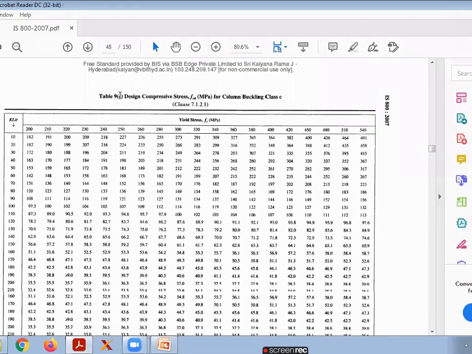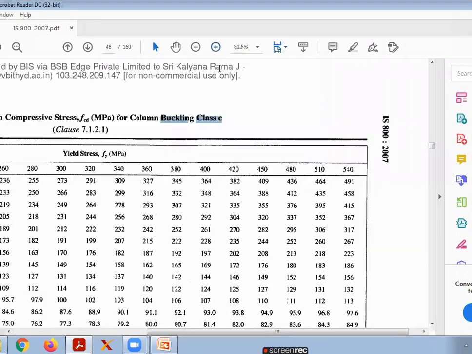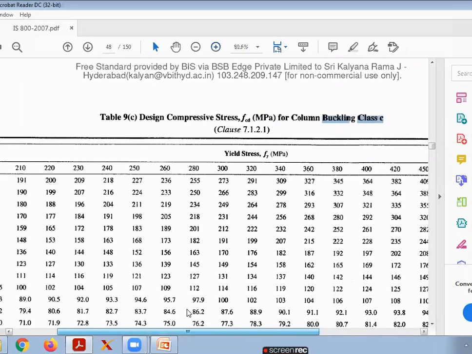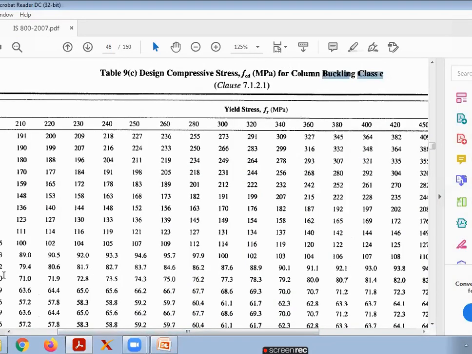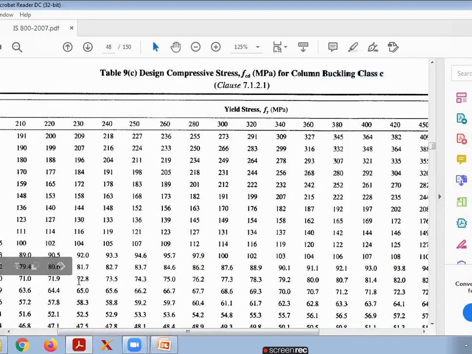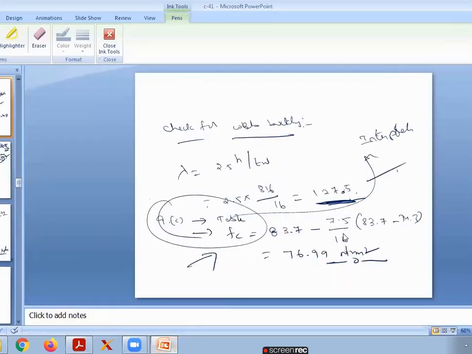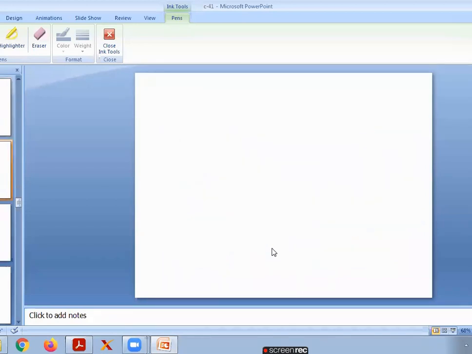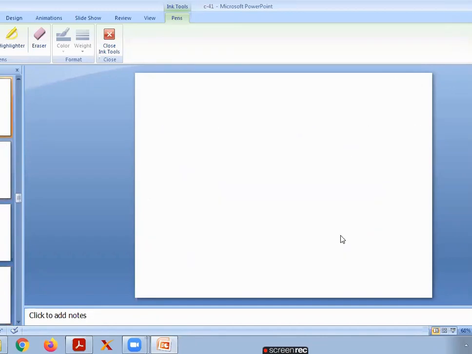So for the table number 9C, you will take the fcd value for the buckling class C. My dear students, we are taking the class C only, the buckling class. For this case, how much value we got? 127.5. Here where is it available, here 122.30. But we are taking the fy 250 value. So it is 83.7, 74.3. Here also 83.7 and also 73.4, like this. I will write clearly here again. So we need the value for 127.5.